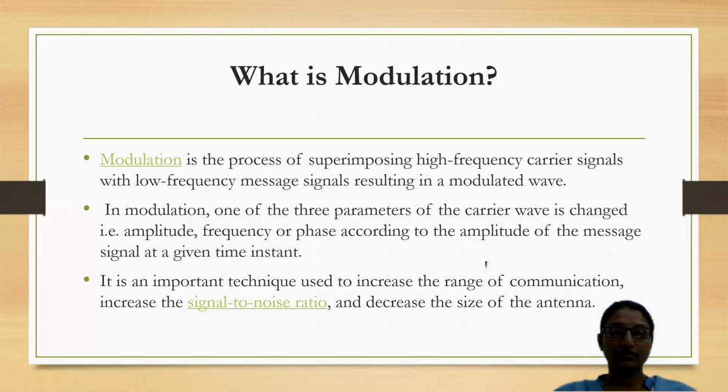It is also important to increase the range of communication or to increase the signal to noise ratio and decrease the size of antenna. So modulation is helpful in increasing the range of communication, in increasing the signal to noise ratio and decreasing the size of antenna.